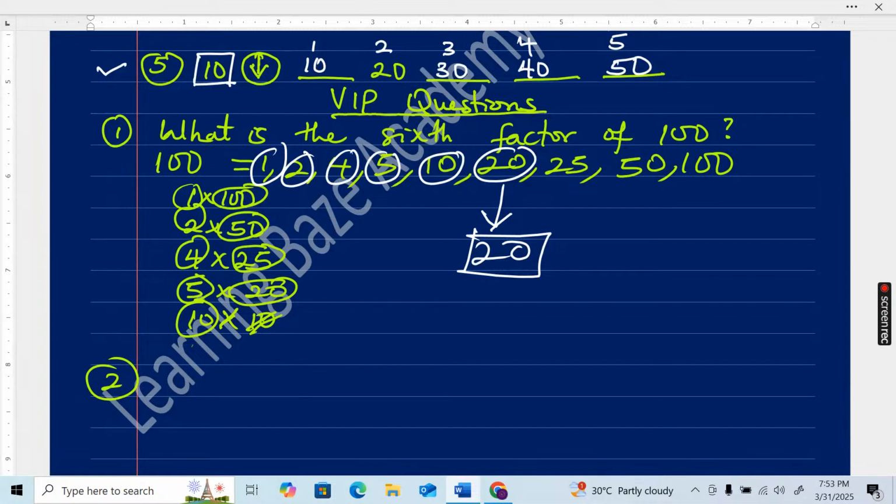There is a difference between factors and multiples. Factor is different from multiples. A factor is a number that can divide another number without a remainder. A multiple is a number that you get when you multiply two or more numbers by each other. I hope you understand. I hope you are ready.